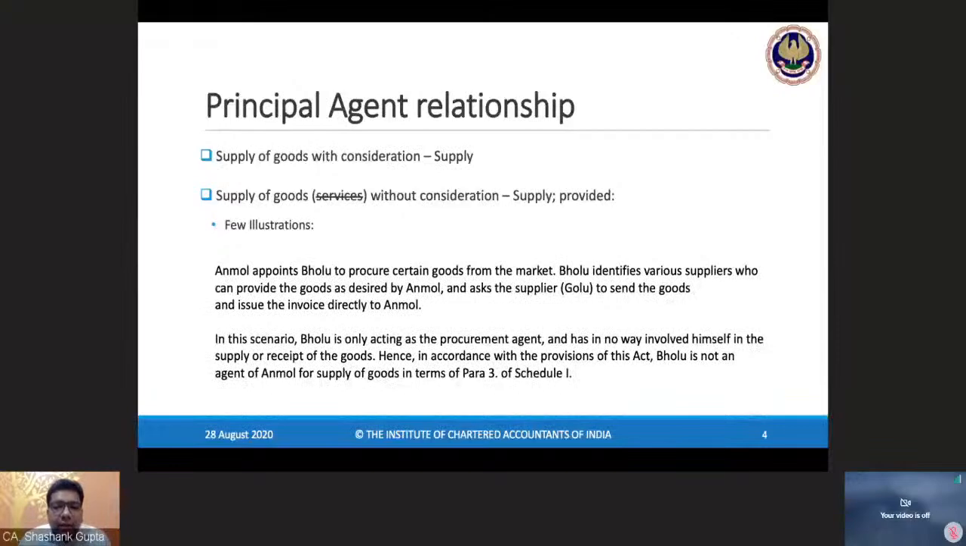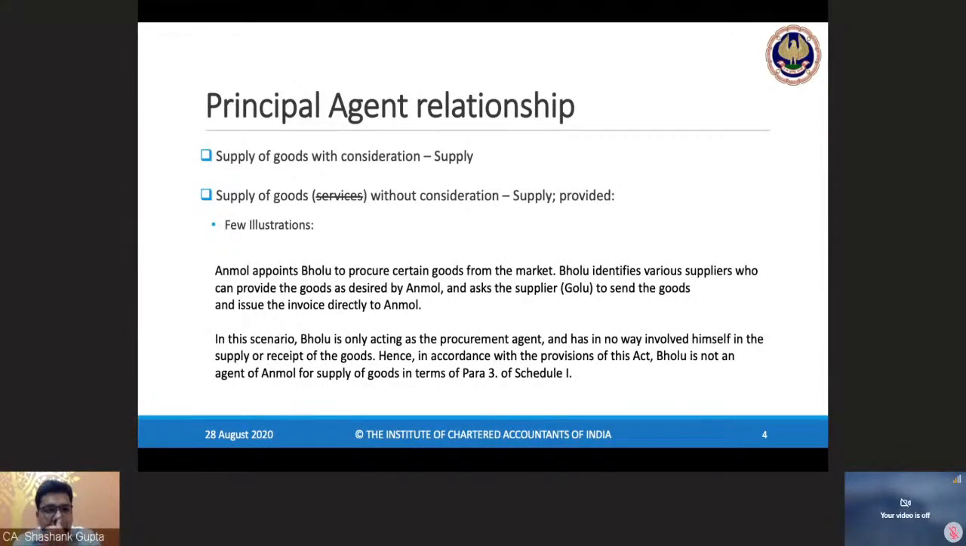Bholu identifies various suppliers who can provide the goods as desired by Anmol and asks the supplier to send the goods and issue the invoice directly to Anmol. So here can you see the transaction is taking place directly between the supplier and the recipient. The agent has only shared the coordinates that this person requires the goods, this person can sell the goods, let them both come together. He is not coming in between. He is at best concerned with his commission: you wanted goods, I got you the goods, simply give me the commission.